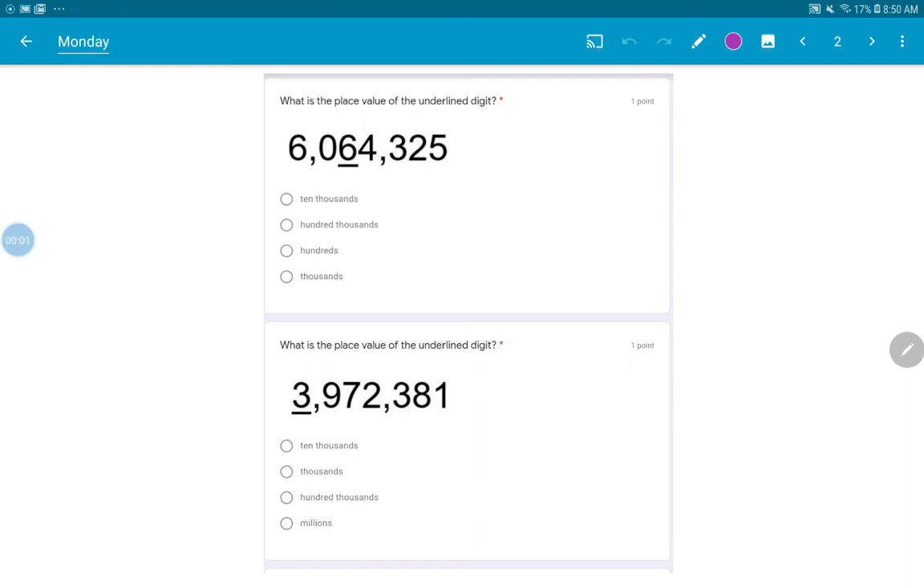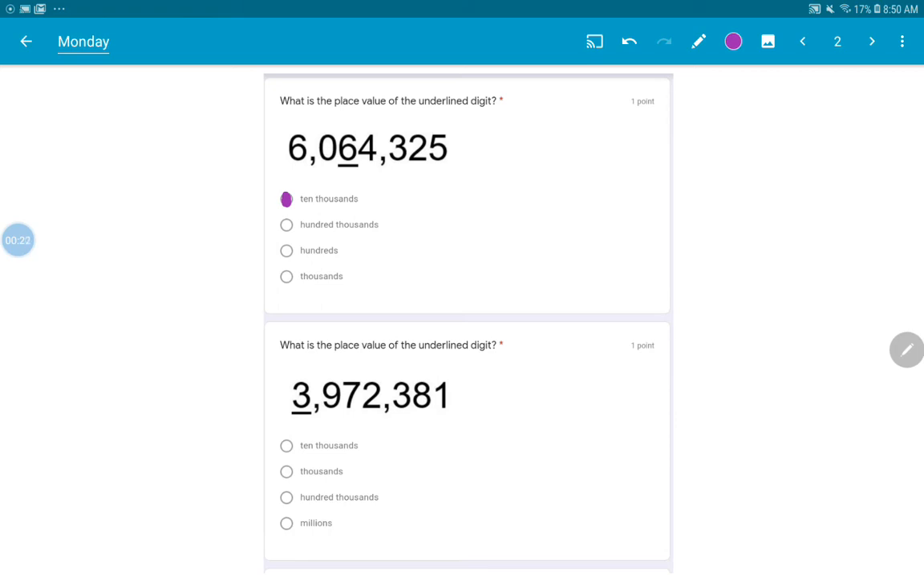Looking at Monday's daily math, what's the place value of the underlined digit? You have the number 6,064,325. What place value is that underlined digit, Owen? 10,000s, very good. What's the value of that number?